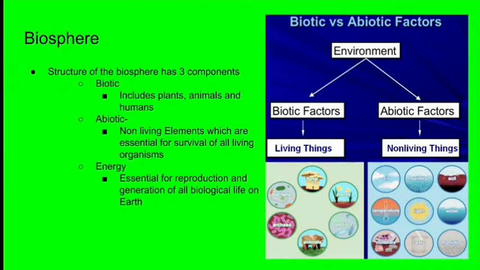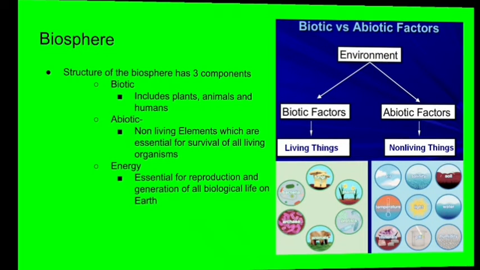The structure of the biosphere has three components, which are biotic, abiotic, and energy. The biotic component includes plants, animals, and humans, which are living things. The abiotic component is non-living elements, which are essential for survival of all living organisms. The energy component is essential for the production and generation of all biological life on Earth.